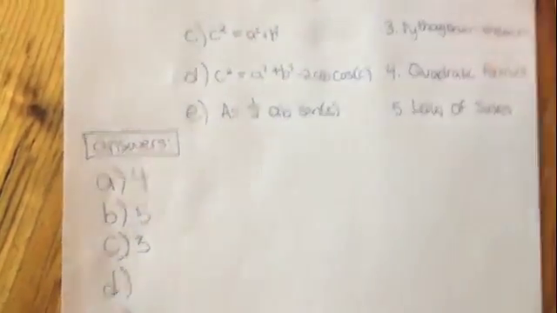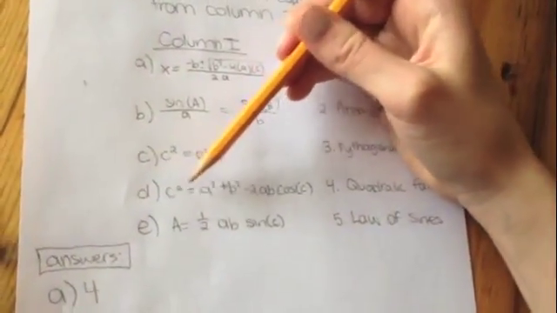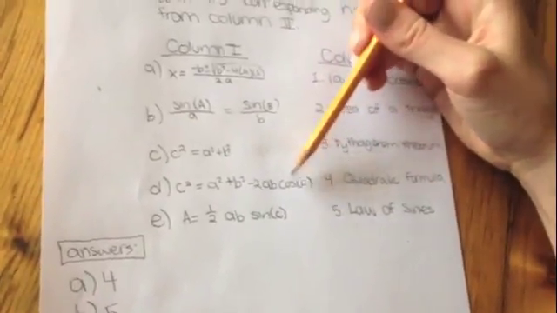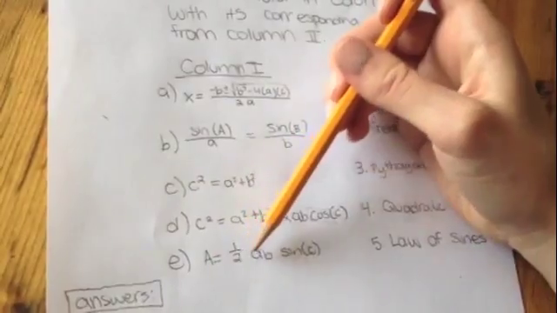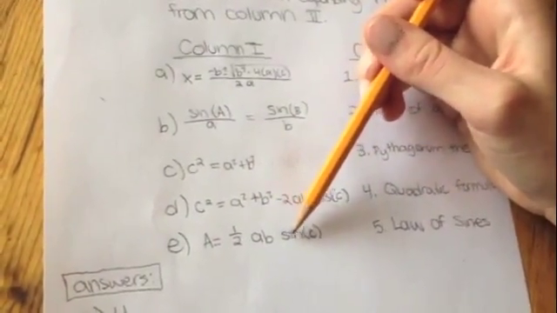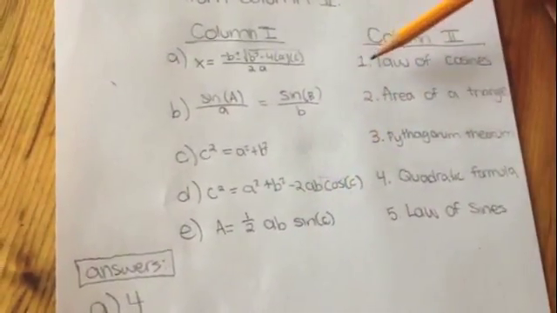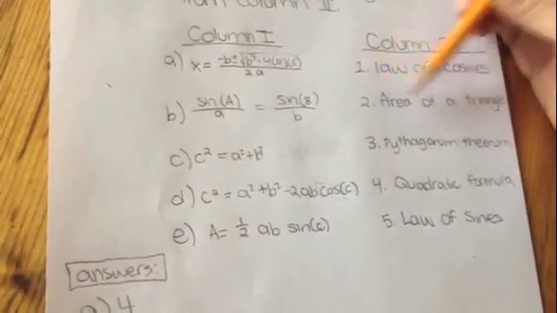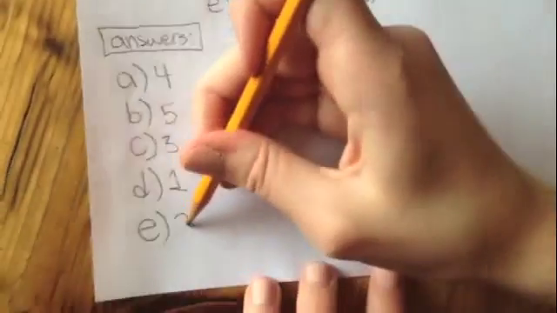So C is 3. D is c squared is equal to a squared plus b squared minus 2ab times cosine of c. As you can see, this cosine can indicate that it is the law of cosines. So D is number 1. And finally, E is A is equal to 1/2 a times b times sine of c. Since everything has already been used, we can already decide that it is number 2, the area of a triangle. So E is number 2.